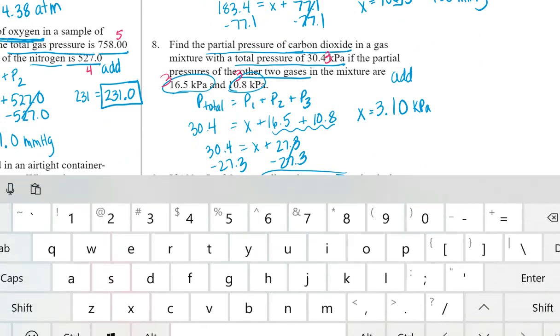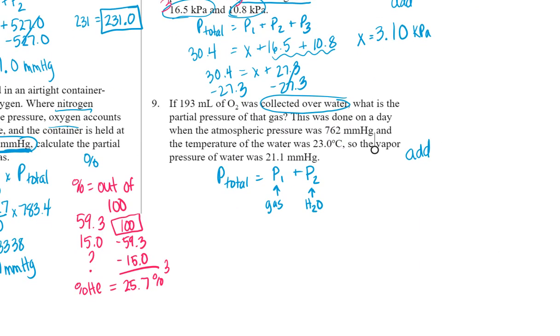Last one. So we've got a collected over water example. So we know that we have to have a total pressure, pressure of the gas, and the vapor pressure of the water. It asks me for the partial pressure of the gas. So that means this is the X. The total pressure is this 762. I'm going to ignore this milliliter number. That's not pressure. I'm going to ignore the temperature number. That's not pressure. Here it gives me the vapor pressure of water. I know I need that. And that is 21.1. Then we're just going to solve like the other ones.